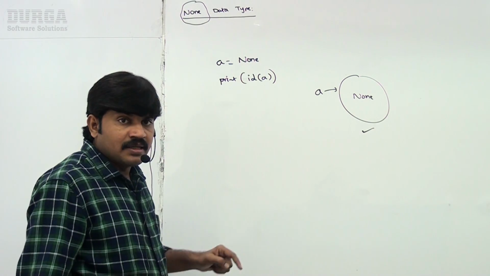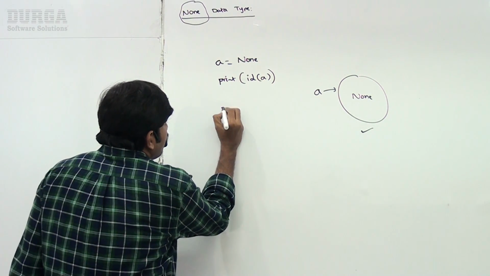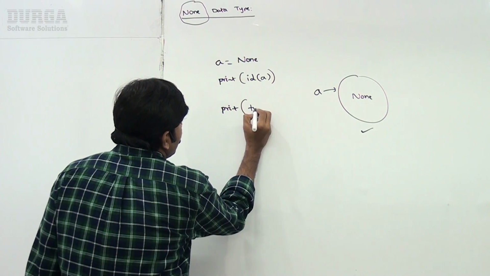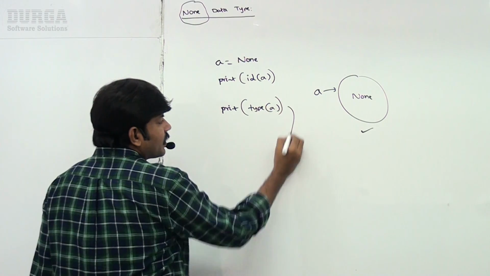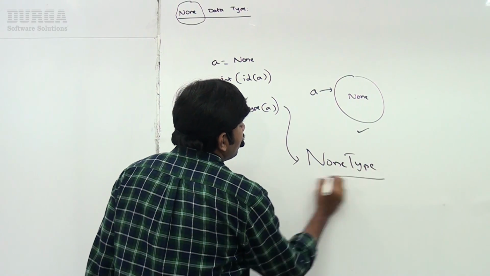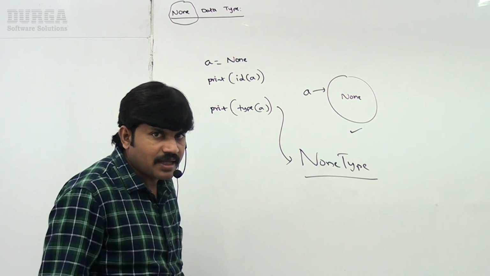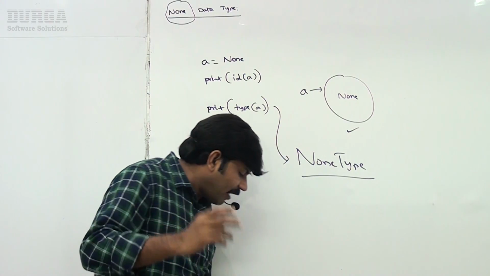Yes, you can get it. Next, if it is really an object, what is the type? Print of type of A. Do you know what type we are going to get? None type. Remember this one. Sir, the type is NoneType. This is the internal corresponding type.